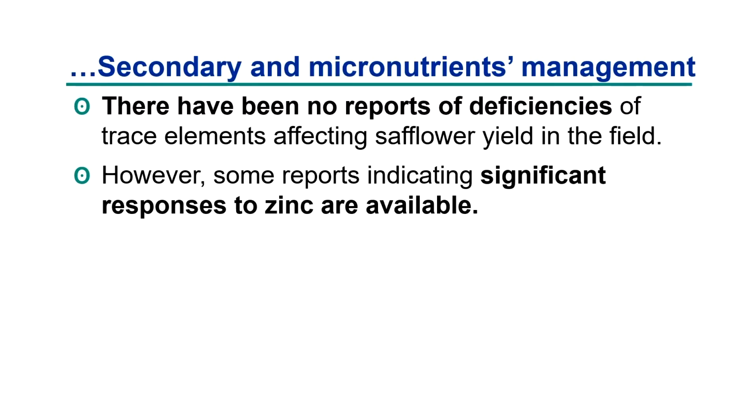There is no need to apply extra sulfur from outside if we are using single superphosphate fertilizer, because it contains sufficient quantity of sulfur. There have been no reports of deficiency of trace elements affecting safflower yield in the field. However, there are some reports indicating significant responses to the zinc application. So, many times if soil tests suggest the deficiency of zinc, then it should be applied through fertilizers. Particularly, zinc sulfate heptahydrate can be used to supply zinc under deficient conditions.